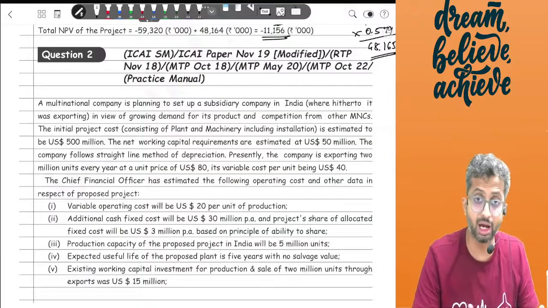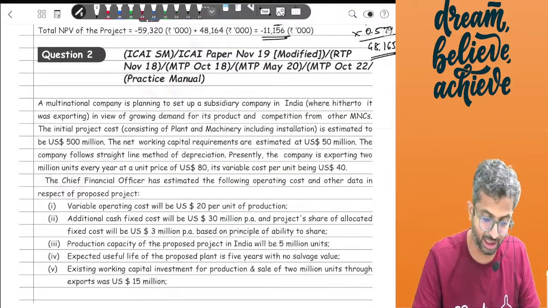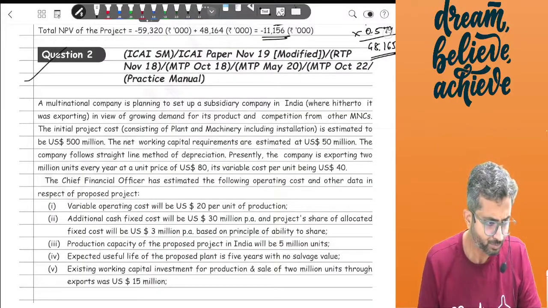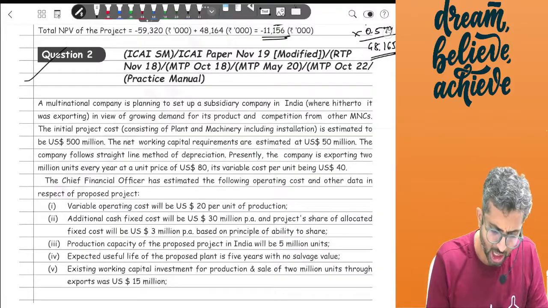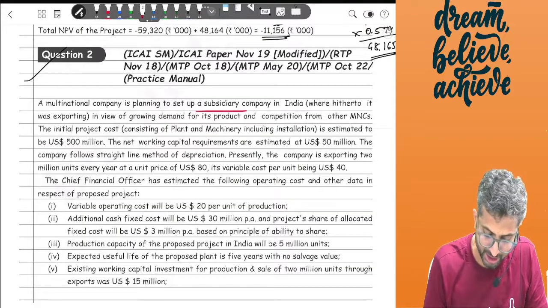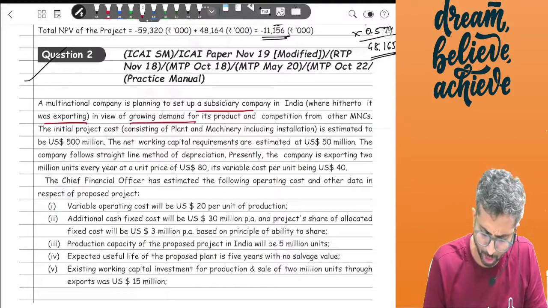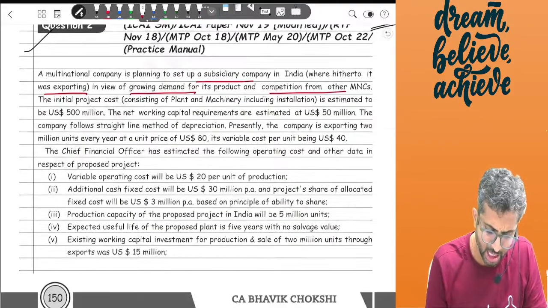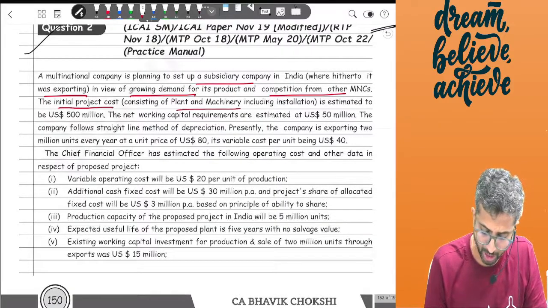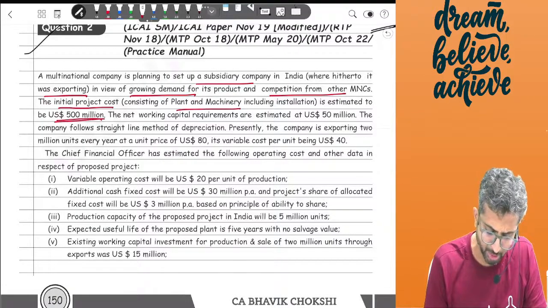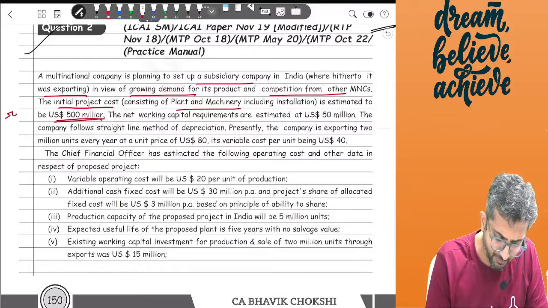Over here, we will see questions which are more exam type. So you will go to question number 2. So let us review this. A multinational company is planning to set up a subsidiary in India where it was earlier exporting in view of the growing demand of the product and competition from other MNCs. The initial project cost consisting of plant and machinery is estimated to be 500 million. This is your PVCO. 500 million.